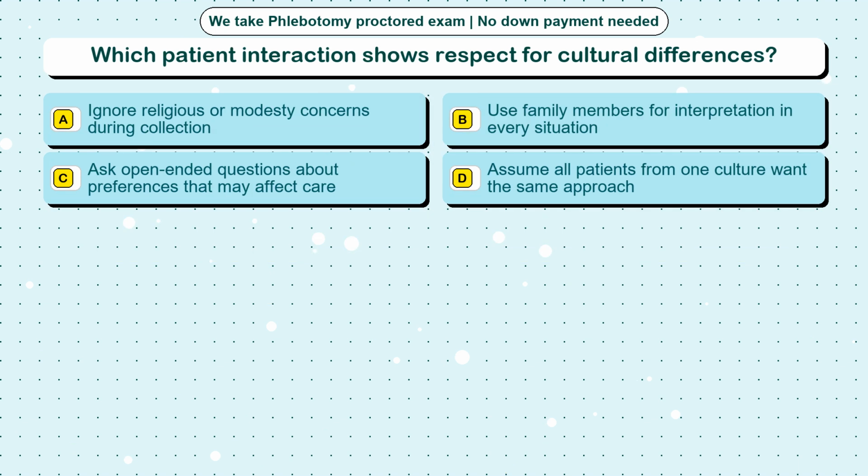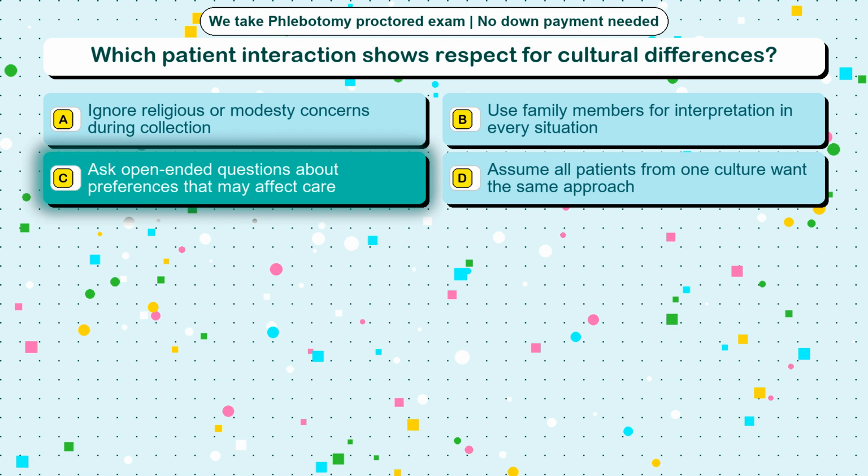Question 76. Which patient interaction shows respect for cultural differences? Option A. Ignore religious or modesty concerns during collection. Option B. Use family members for interpretation in every situation. Option C. Ask open-ended questions about preferences that may affect care. Option D. Assume all patients from one culture want the same approach.